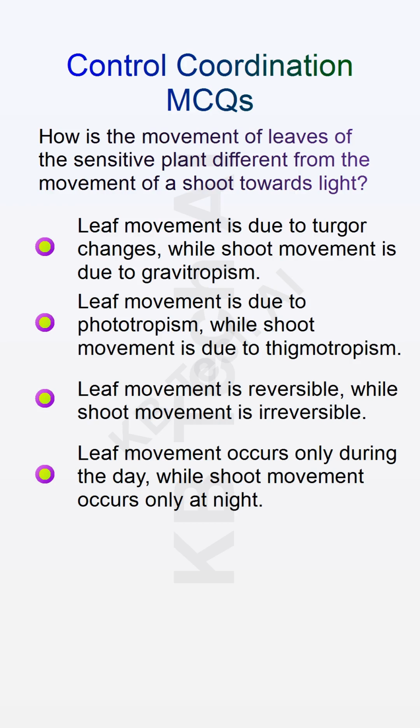Option 1, leaf movement is due to turgor changes, while shoot movement is due to gravitropism. Option 2, leaf movement is due to phototropism, while shoot movement is due to thigmotropism. Option 3, leaf movement is reversible, while shoot movement is irreversible. Option 4, leaf movement occurs only during the day, while shoot movement occurs only at night.